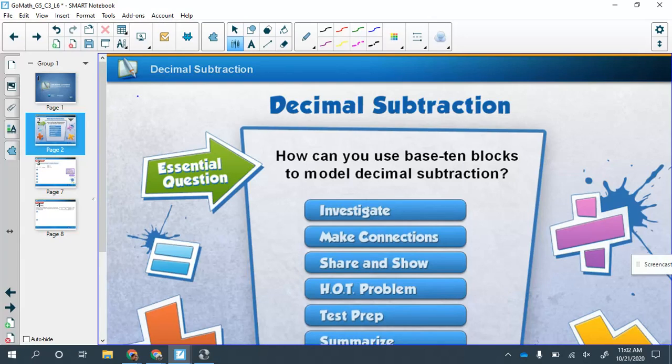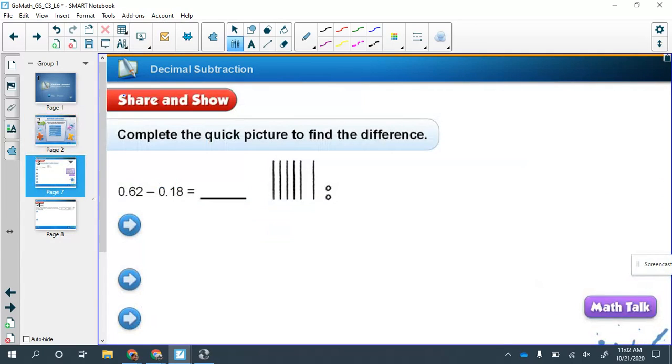So today we are going to be looking at decimal subtraction. We're going to use base 10 blocks and quick pictures to model our decimal subtraction. So just like when we did modeling addition the other day in lesson 3.5, here in lesson 3.6 we are going to use our quick pictures to help us to model this.